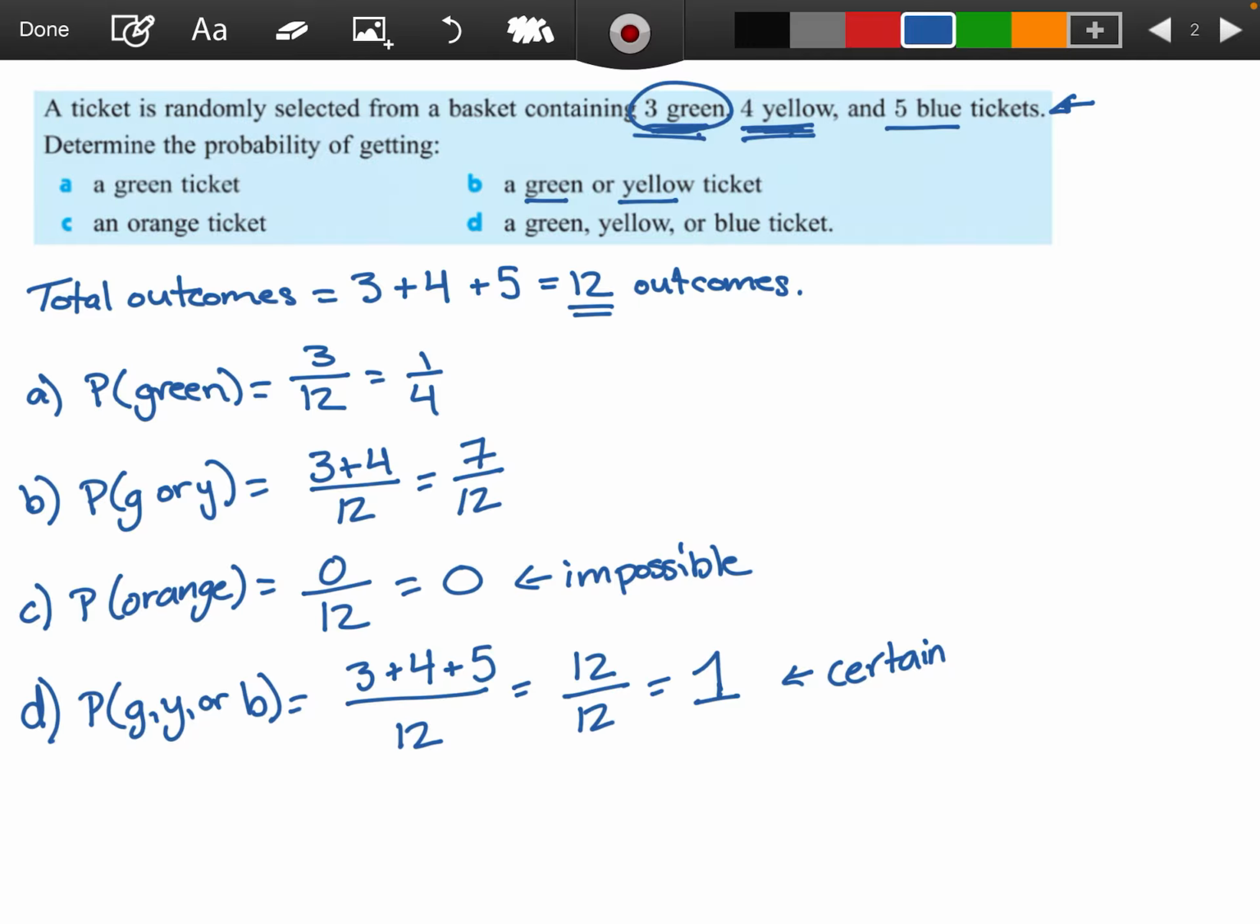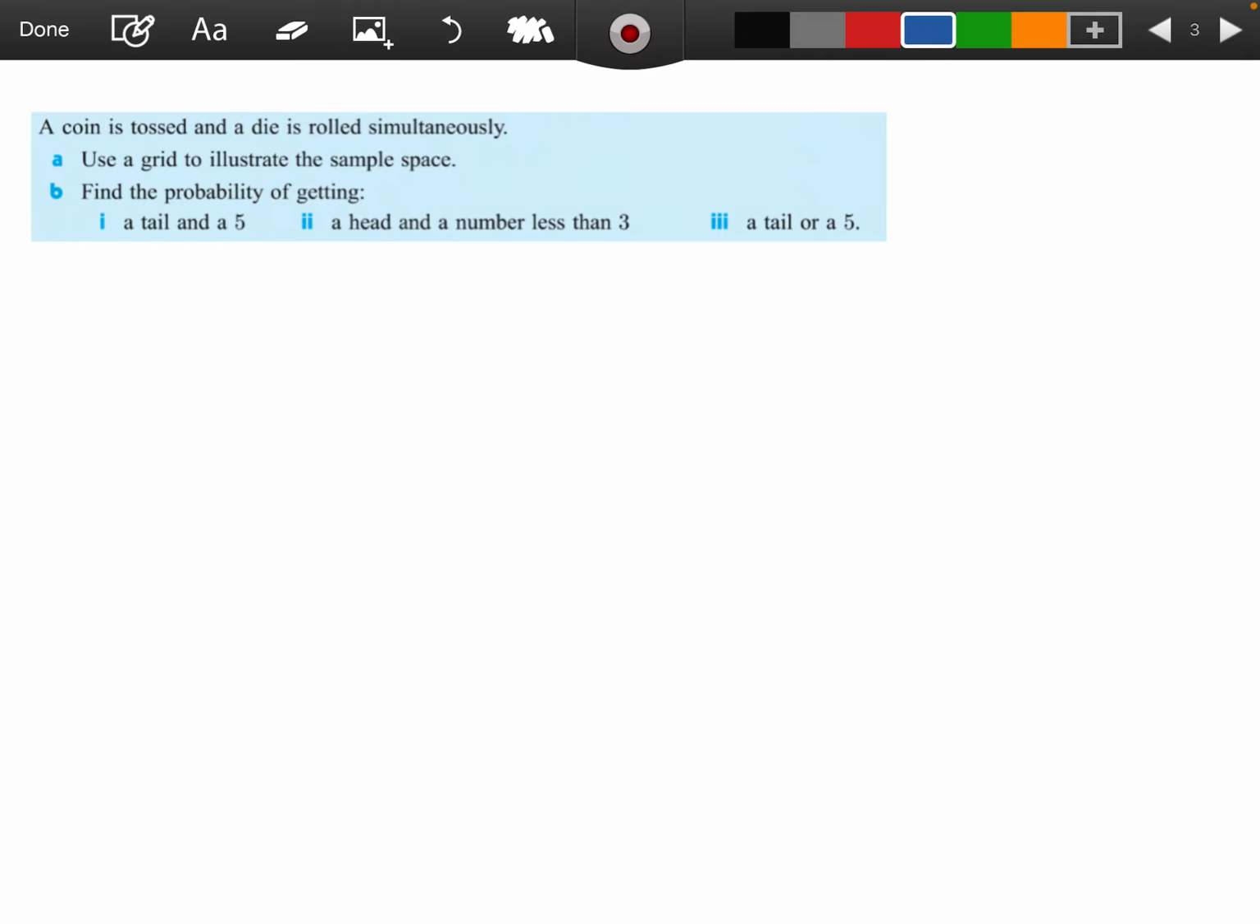Okay, so let's go through a slightly more complicated example where we have two parts to our probability experiment. In this scenario, we are tossing a coin and we are rolling a die. Those things are happening simultaneously. Well, you assume one right after the other, or maybe two people are doing them simultaneously. So the first thing it asks us to do is use a grid to illustrate the sample space.